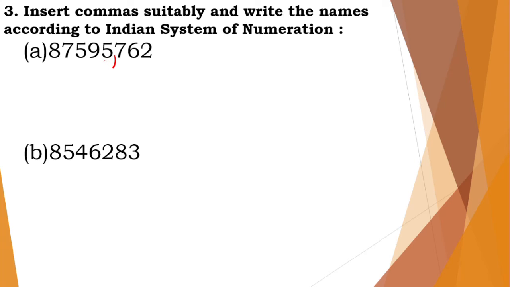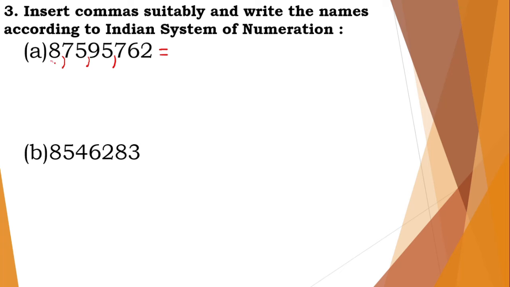Now we can put the comma after 2 digits. So 1, 2, the second comma. Again 1, 2. We will put the third comma. So now we don't have any other digits, right? So we will leave as it is. So like this we'll put the comma for the first question. Now let's write the number name. So here the number name also will be written according to Indian system.